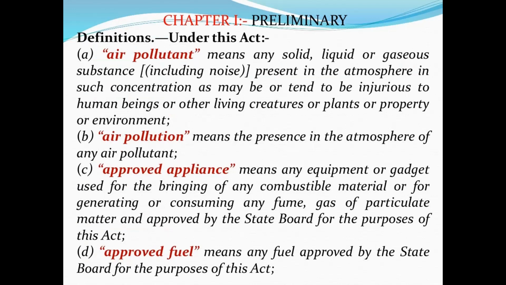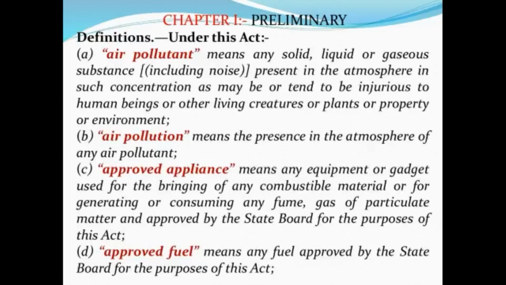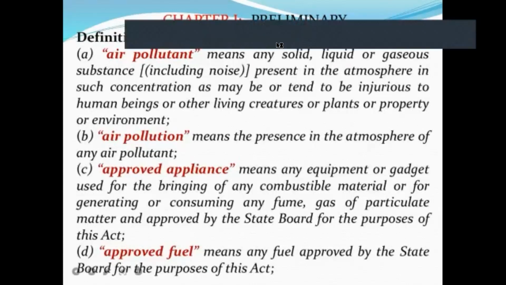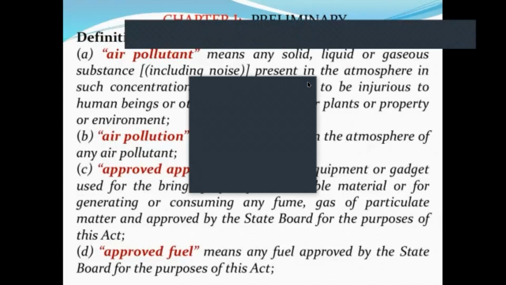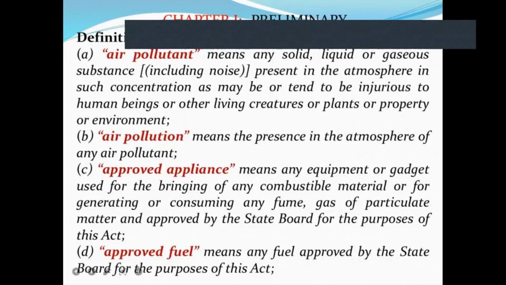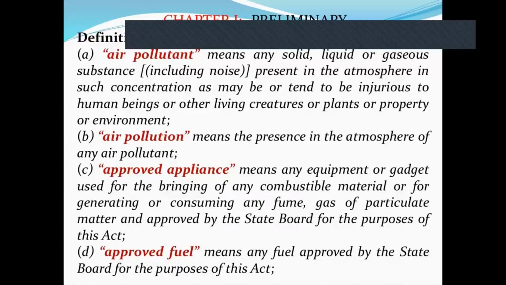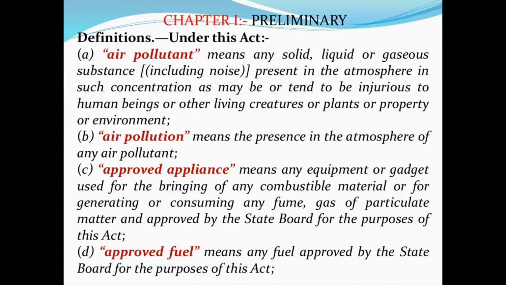Then chapter 1, that is the preliminary stage, involves air pollutant, air pollution, approved appliance, approved fuel. One by one we'll see. Air pollutant, everybody knows, means any solid, liquid or gaseous substance present in the atmosphere in such concentration as may be or tend to be injurious to human beings or other living creatures or plants or property or environment. So any hazardous materials which are responsible for polluting the atmosphere, that means any substance which is harmful for human health, is nothing but an air pollutant. Then air pollution means the presence in the atmosphere of any air pollutant.